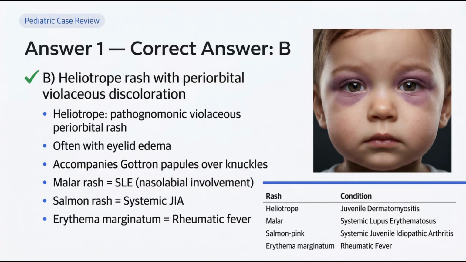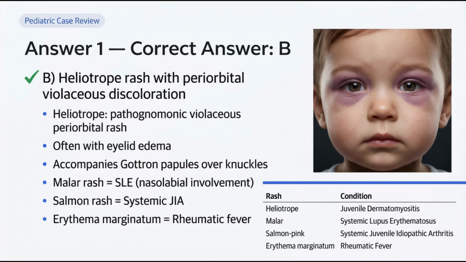The heliotrope rash is pathognomonic for juvenile dermatomyositis. It is a violaceous, purple lilac discoloration of the periorbital skin and upper eyelids, often accompanied by eyelid edema. It frequently occurs alongside Gottron papules over the knuckles.